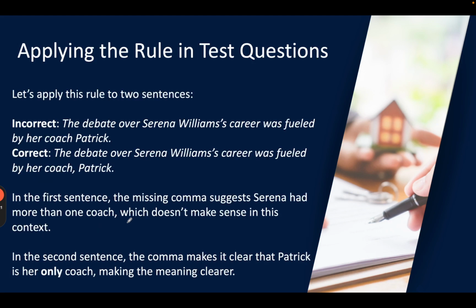Now again, let's take up another sentence to understand this rule better. The debate over Serena Williams' career was fueled by her coach Patrick. Now there is no comma over here, right? When there's no comma over here, it suggests that Serena had more than one coach, which doesn't make sense logically. A coach is single, right? An individual will probably have only one coach. So what I need to do is place a comma. By placing a comma, I'm making this person special. I'm saying that this is the only coach Serena Williams has. By not putting a comma, I'm trying to say that she probably has more than one coach.